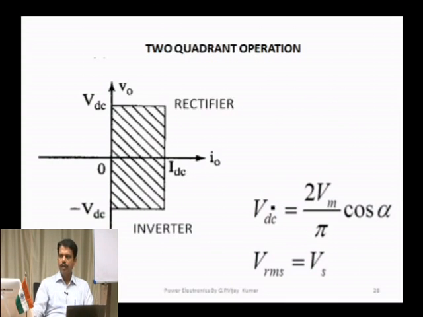This is already told, it is a 2 quadrant operation. So, this is rectifier operation and inverter operation. In rectifier operation, both the output voltage as well as the current are positive. Here the voltage is negative, the current is positive, and the power is negative. So, power flows from load to source, that is inverter operation. VDC is given by 2 Vm by pi cos alpha. So, when alpha is 0, we get maximum voltage.